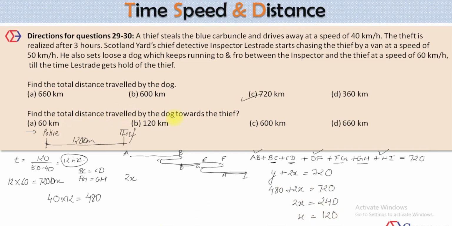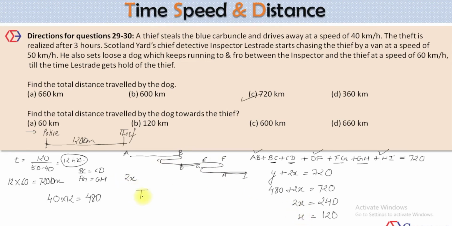Now let's come to the question. Find the total distance traveled by the dog towards the thief. So he traveled how much? AB. This is towards the thief. Then BC was towards the policeman, but CD was towards what? Thief. Similarly, FG was towards the policeman, but GH was towards what? The thief. That means this x, out of this 2x, which I counted as BC, CD, FG, GH, out of this 2x, half was covered towards the policeman and half was covered towards the thief.